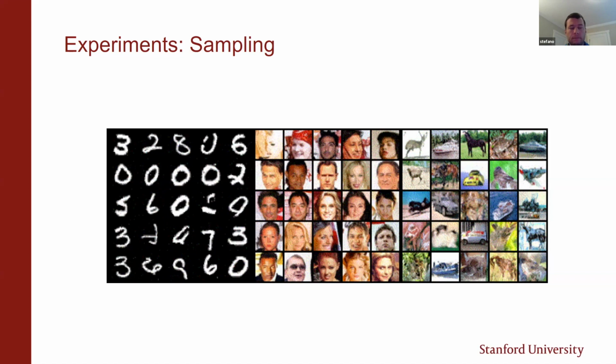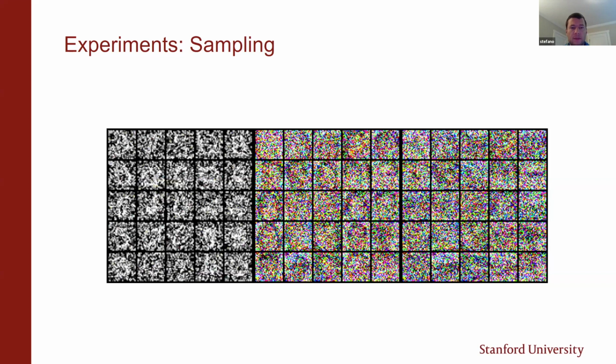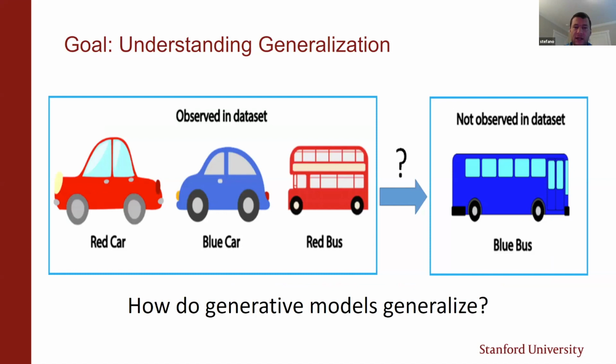All right, so maybe I'll spend the last few minutes to talk about generalization, which I think is an interesting question I've been thinking about. Now I've shown you a bunch of pictures, but are these results really any good? Evaluation of these generative models is actually a pretty challenging question. And even understanding what generalization means for these models is quite tricky.